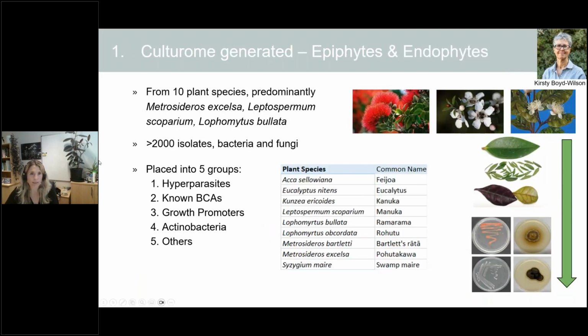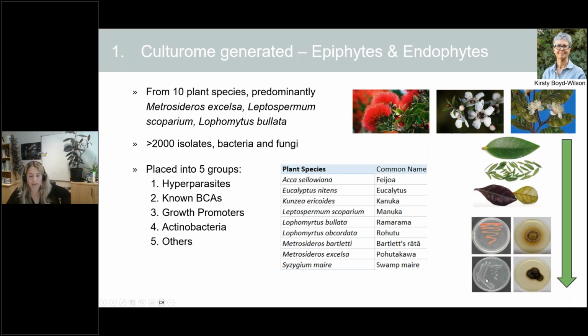So Kirsty Boyd-Wilson led the culturome generation. We looked at culturome generation from 10 plant species, and you can see them there in the table with the blue title. However, we focused most of our effort on 3 iconic species, which are Metrosideros excelsa, which is our pōhutukawa, Leptospermum scoparium, which is mānuka, and Lophomyrtus bullata, which is ramarama. These had very different leaf morphotypes, and you can see the leaf morphotypes there.